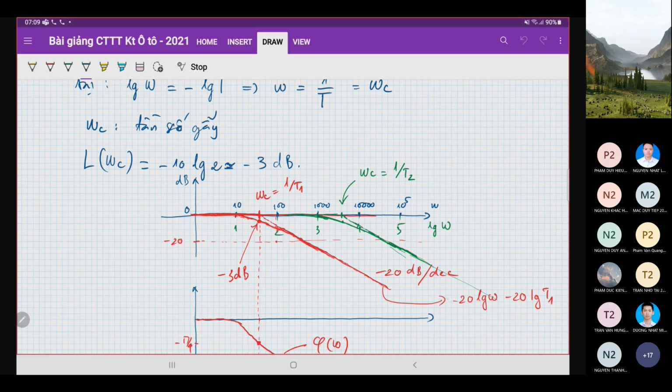Okay, then the real L(ω) will be an asymptotic approximation of these straight lines.